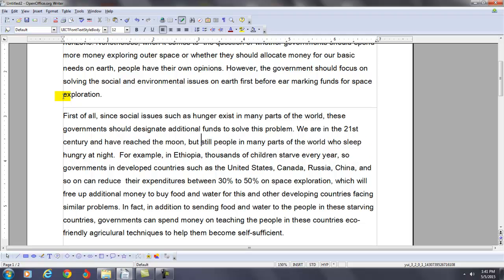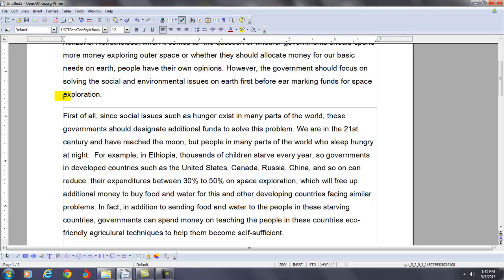How about this? This is a little bit wordy. You can just say, but people in many parts of the world still sleep hungry at night. For example, in Ethiopia, thousands of children starve every year, so governments in developed countries such as the United States, Canada, Russia, China, and so on can reduce their expenditures between 30 to 50% on space exploration, which will free up additional money to buy food and water for this and other developing countries facing similar problems.